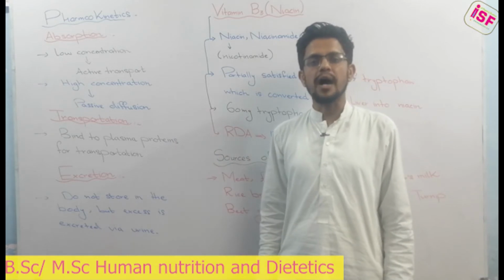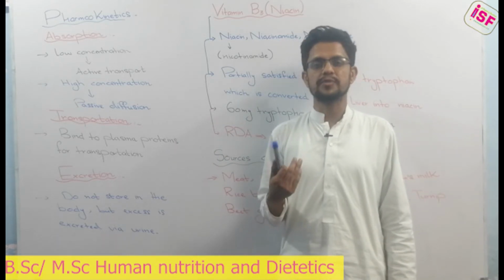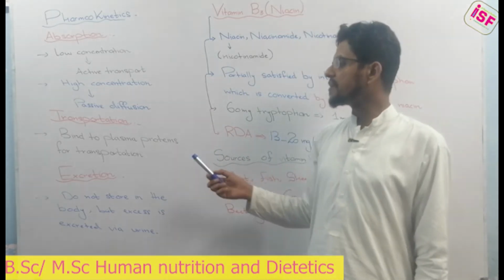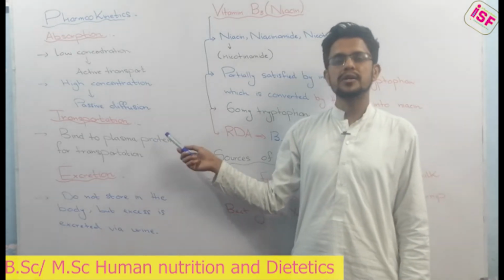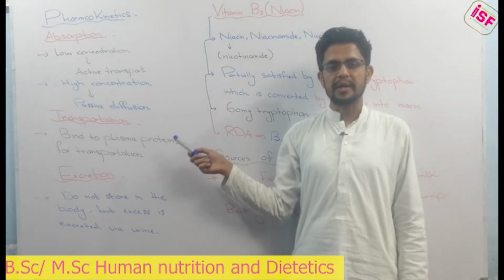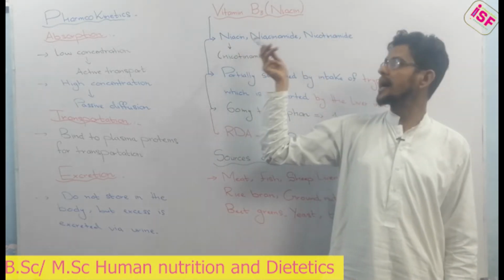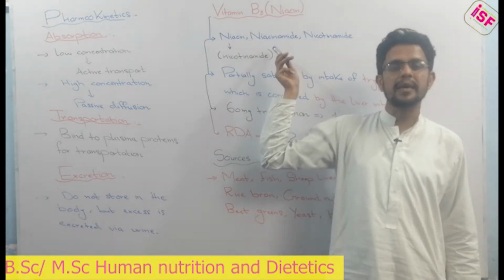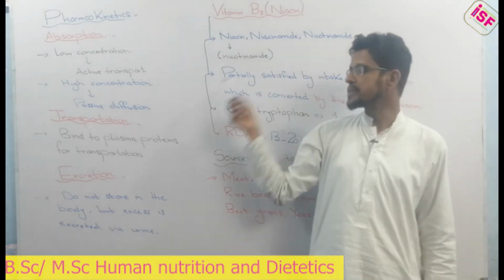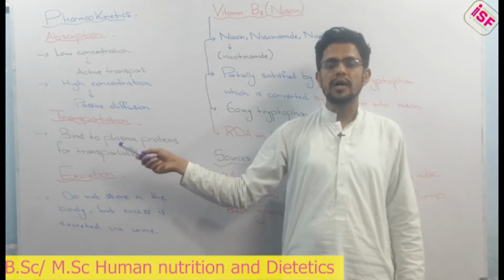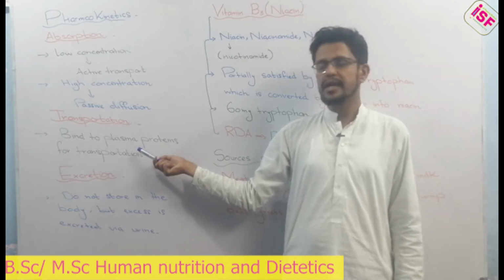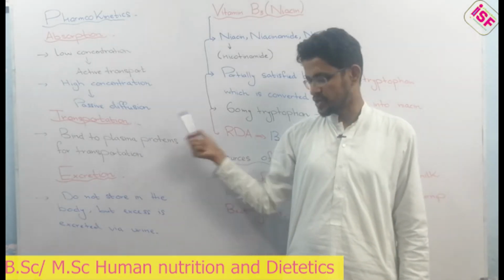Then the question comes of how it is transported in your blood. First of all, the two major forms of vitamin B3, one is niacin and the other is niacinamide. Both of these forms bind to plasma proteins in the blood for transportation.